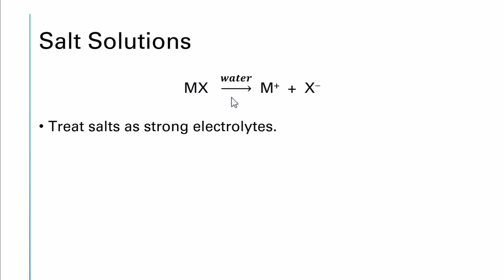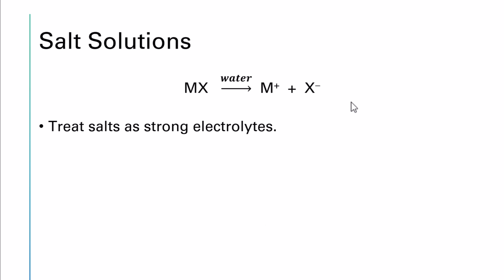Let's continue our discussion of salt solutions. Here's a generic representation of a salt. The first thing you want to do is dissociate that salt in water. Treat all salts as strong electrolytes in this chapter. So we have a cation and we have an anion in solution.